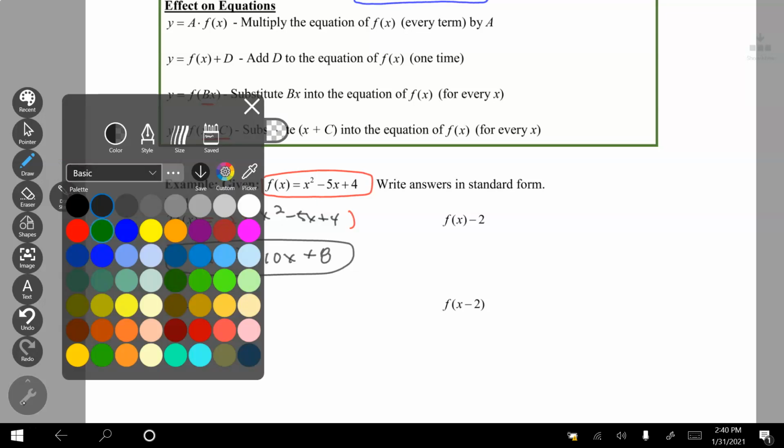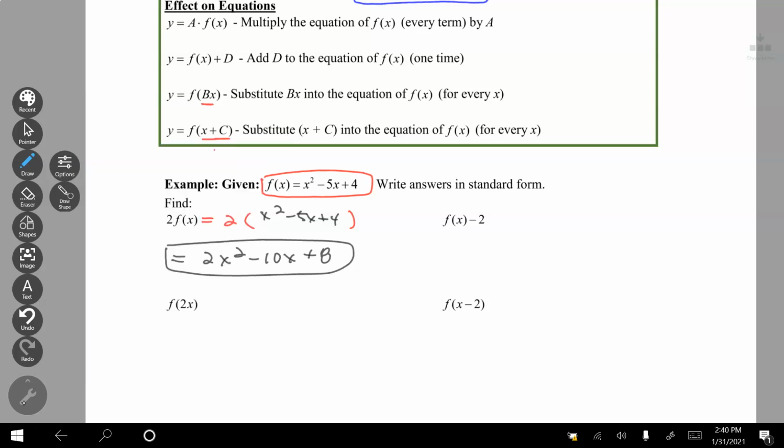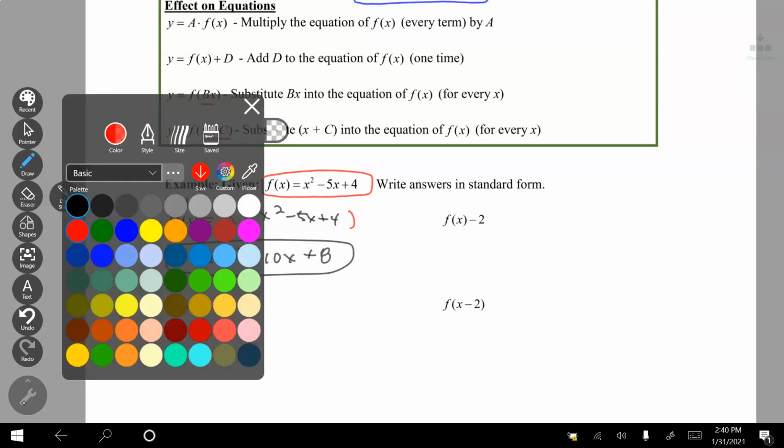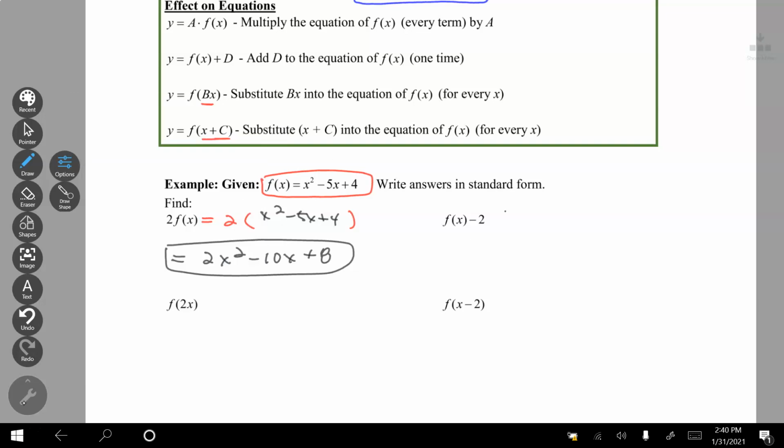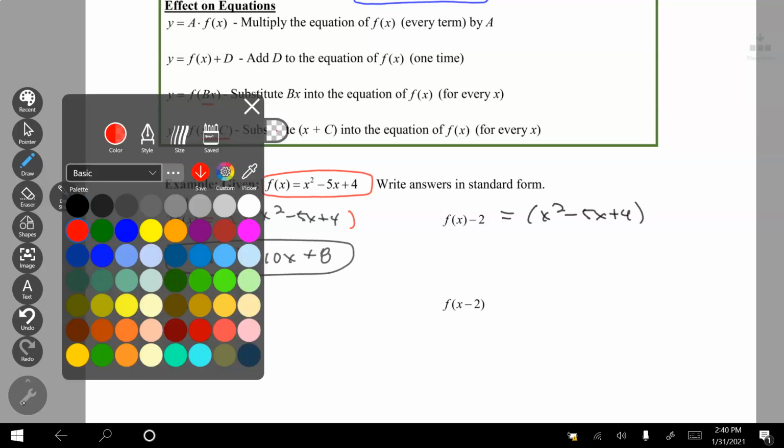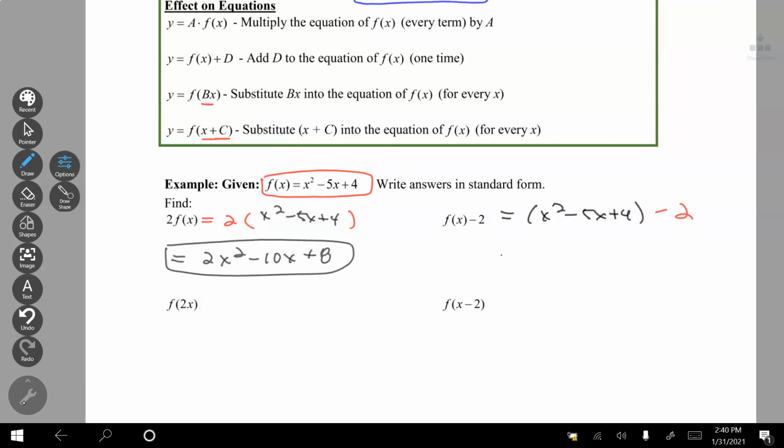The next one says subtract 2 from this function. So take the function x squared minus 5x plus 4 and subtract 2 from it, and you would get x squared minus 5x plus 2, and this one in blue would be shifted down 2 spots from the one I did originally, the one inside the red rectangle.